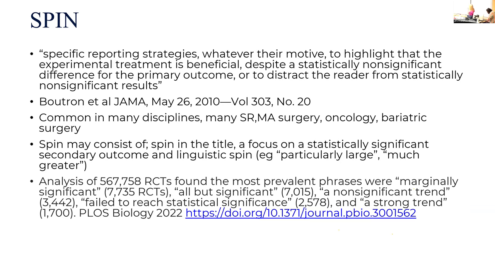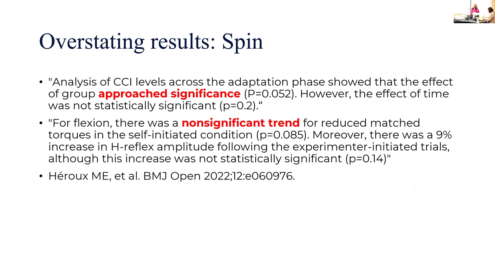So you can see that in a study looking at 567,000 RCTs, they found the most common phrases there were things like marginally significant, all but significant, non-significant trend, failed to reach statistical significance. And here, if you want to see how those terms look in a sentence, here are two sentences where they've used those. And so that's how they're overstating the results in that particular context. So this is actually a paper that's making recommendations about how you can identify these and what you should do about them. It's kind of a checklist, so it's quite a useful reference to look at as well.